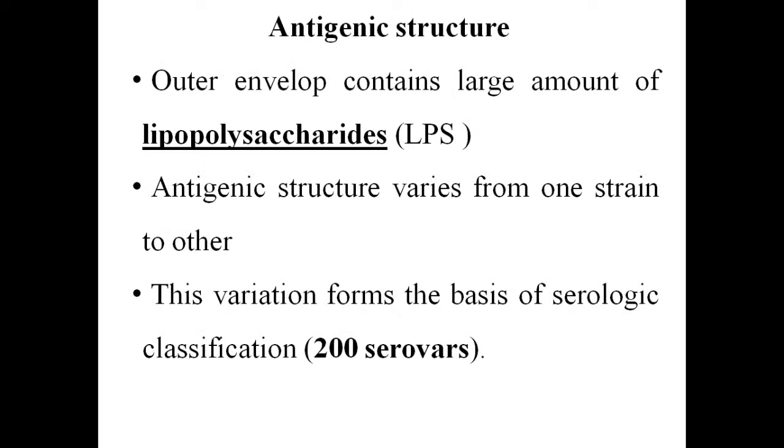Antigenic structure. The outer envelope of the bacteria contains a large amount of lipopolysaccharides, so it is the first antigen and the only antigen of Leptospira. The antigenic structure of Leptospira varies from one strain to another, so there are about 200 variants of antigenic structure of Leptospira, and that's why it forms the basis of serological classification. 200 serological variants are distinguished in the structure of lipopolysaccharide.